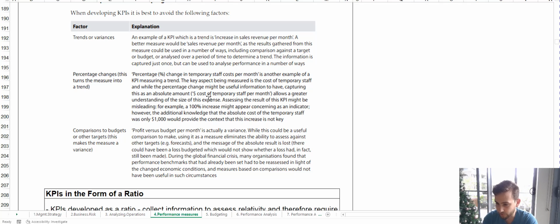Similar to the last point, they're all the same theme. Where you're saying versus budget per month is actually a variance. So while this could be a useful comparison point to make, using it as a measure eliminates the ability to assess it against other targets. So it's basically don't lock yourself into a certain thing if possible. Try and just choose a single data point, and then you can compare it to anything you want.